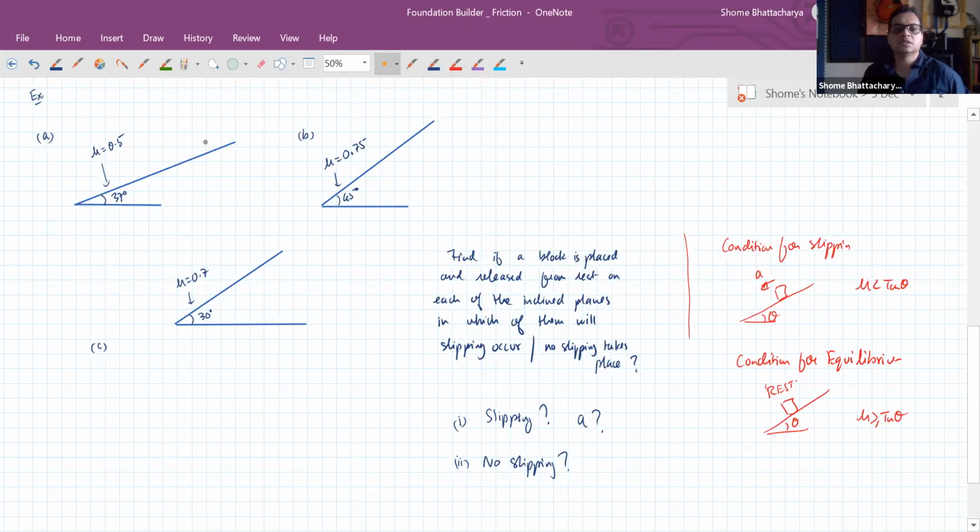So in this case, theta is equal to 37 degrees. So how much is tan theta? 3 by 4 or 0.75, and coefficient of friction is 0.5. So you can see what is happening. Mu is less than tan theta. So slipping will take place. Okay, so a block placed over here will tend to slip. So in A slipping is taking place.